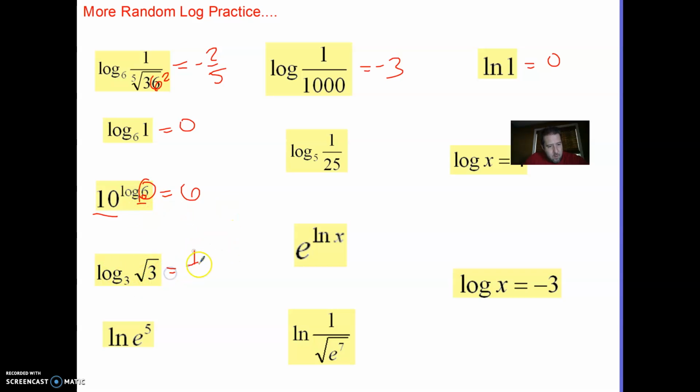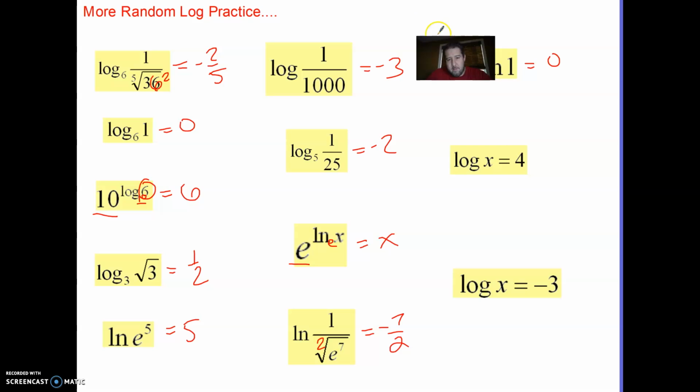So this is going to be 1/2. This is going to be 5, because e raised to the 5th power is e to the 5th. This is going to be -2. This is e to the e, so that means x is the answer. We have here a reciprocal, so we know it's going to be a negative answer. So this is 7/2, but it becomes flipped, so it becomes -7/2. Yeah, I am rushing through these.